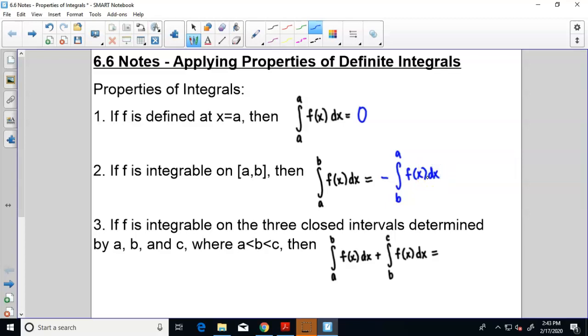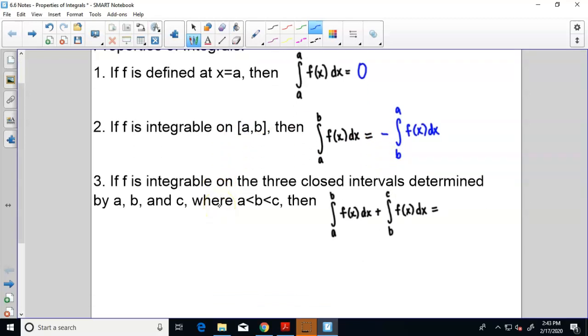So basically, this is what I was showing you with that very first part with the graph where we were going from -1 back to -2. If you switch the limits on your integral, it's going to change the sign of your answer. Okay, and we'll see some of those in a minute.